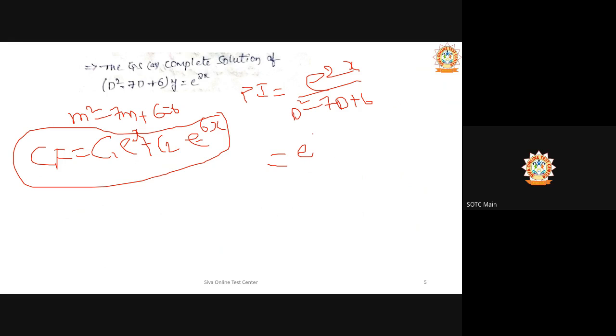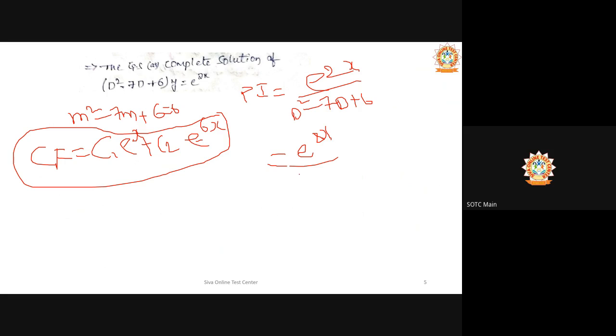Understood? Now comes to your particular integral. It's very important here. That is equal to capital X. It is given by e power 2x divided by your f of D, that is D square minus 7D plus 6. Now just replace D with a. a is 2 here. So substitute e power 2x divided by 2 square minus 7 into 2 plus 6.